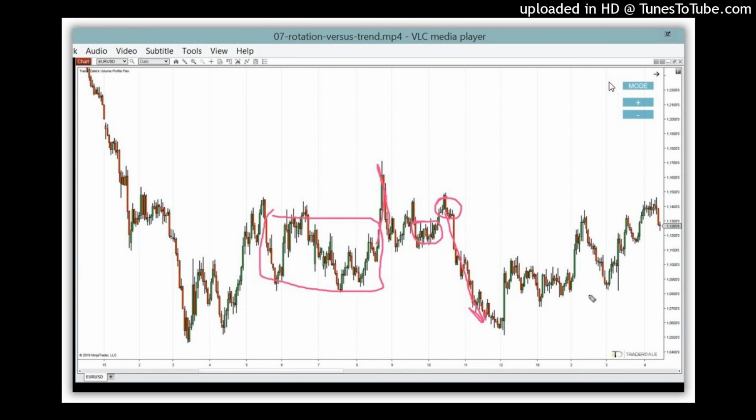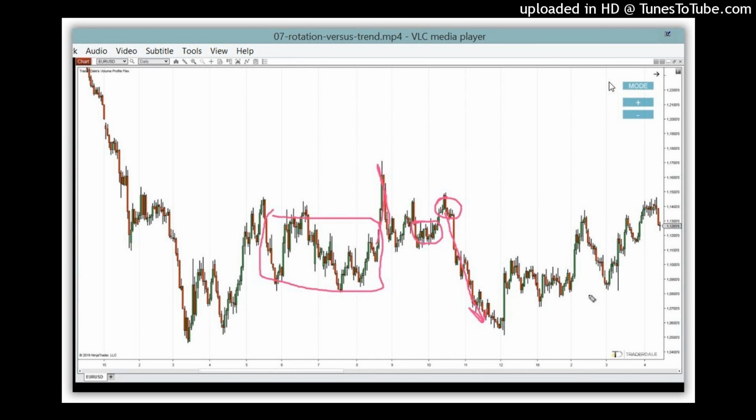But for example in here, the candles overlap, or in here, they overlap. Or you can look in this whole area, more or less the candles overlap each other, so this is a rotation. So if the candles overlap each other like this, then it is a rotation. If they don't overlap, then it is a trend.